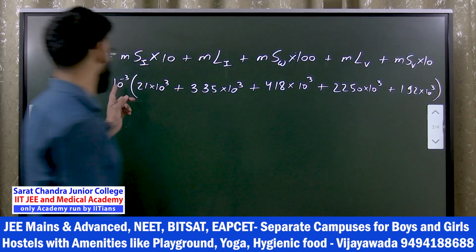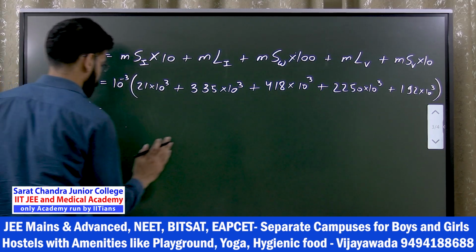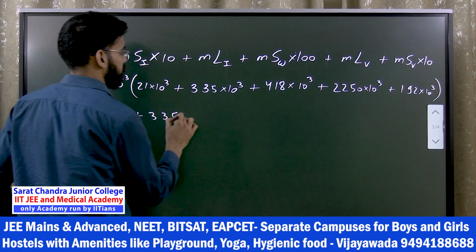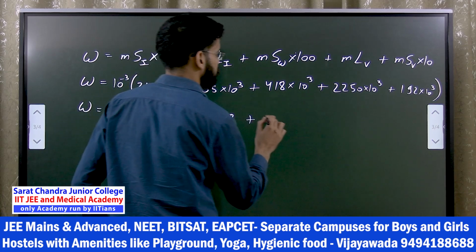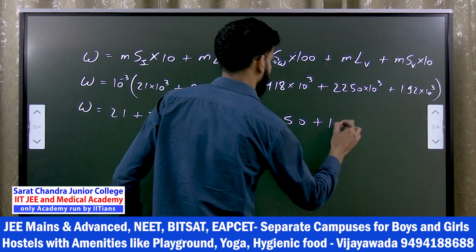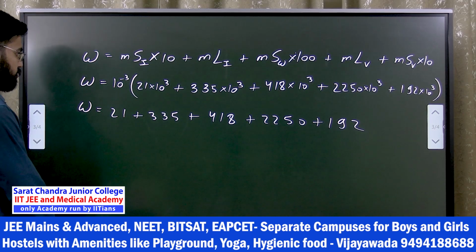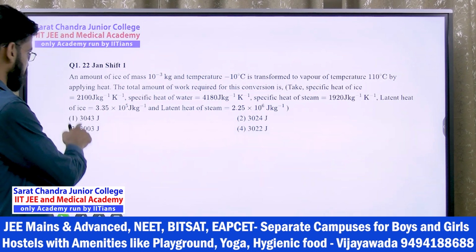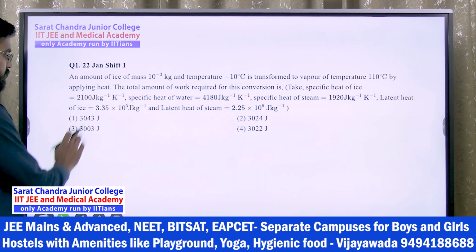10 to the power minus 3 will go inside and 10 to the power 3 gets cancelled out. So you will have 21 plus 335 plus 418 plus 2250 plus 192. This will give you the exact answer. If you solve this, the first option, 3043, is the exact answer. Nothing is approximated, directly this answer will come, 3043.